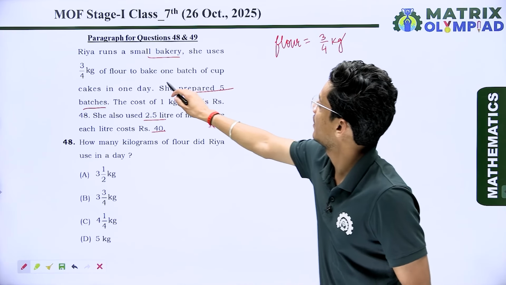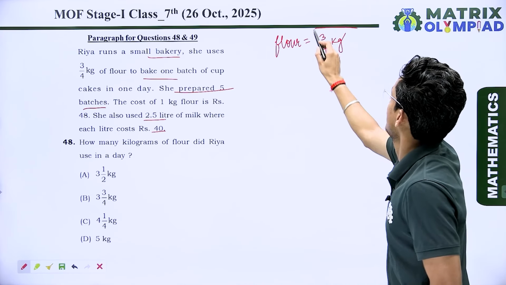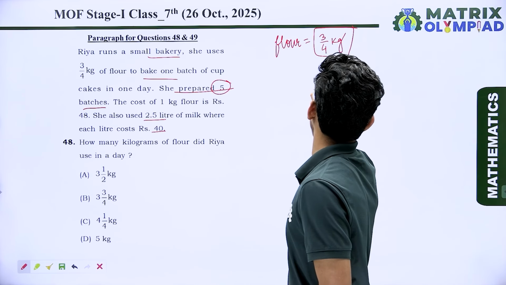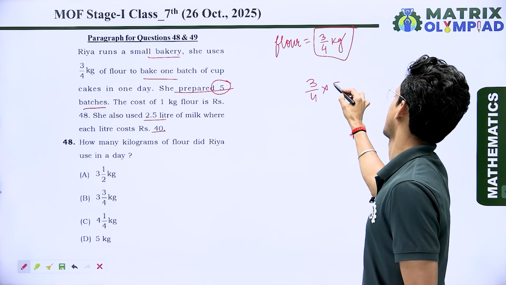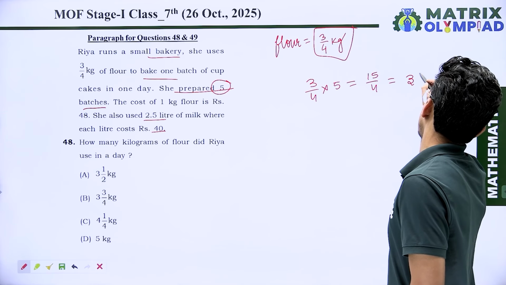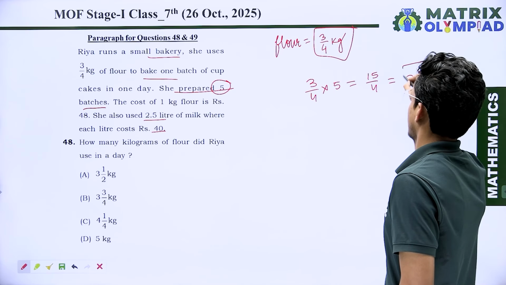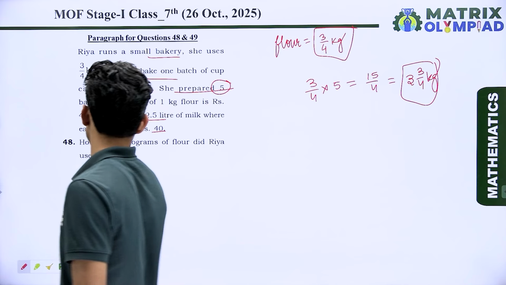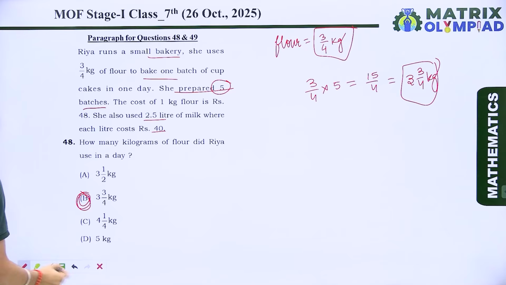For 1 batch she used 3 by 4 kg, and in a day how many batches did she prepare? 5. So when I multiply 3 by 4 multiply by 5, I can write here 15 upon 4, which means 3 and 3 by 4 kg. So 3 and 3 by 4 kg means option number B is the correct answer.